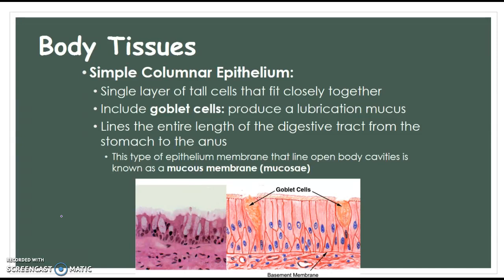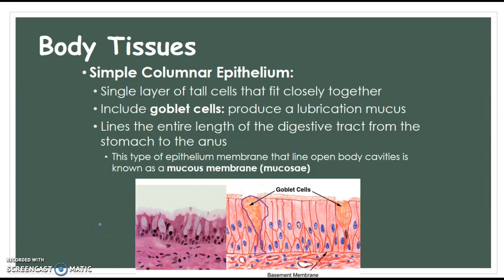Next is simple columnar epithelium, and you're going to hear a lot about this tissue type. This is one we talk about a lot when we get into the digestive system. It's a single layer of very column-shaped cells. They include a very special type of cell called goblet cells, and let me show you why they got the name goblet cells. If you look at this artist rendition, it looks like a goblet, which was one of those cups you would drink from back in medieval times. So that's where they got the name from.